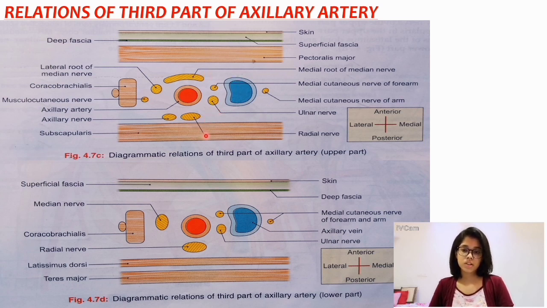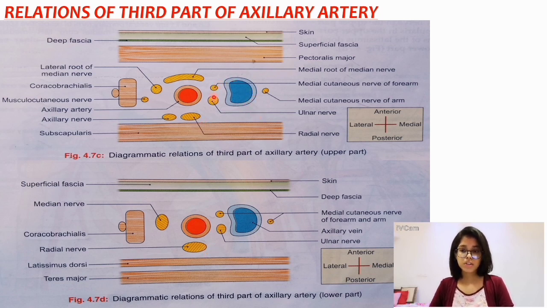Talking of the posterior relation, firstly in the upper part we have subscapularis. In the lower part, the two muscles that were below in the posterior axillary wall form the posterior relation, that were latissimus dorsi and teres major. In the upper part, along with the subscapularis, we have two branches of the posterior cord, that were axillary nerve and the radial nerve. In the lower part, we have only radial nerve.